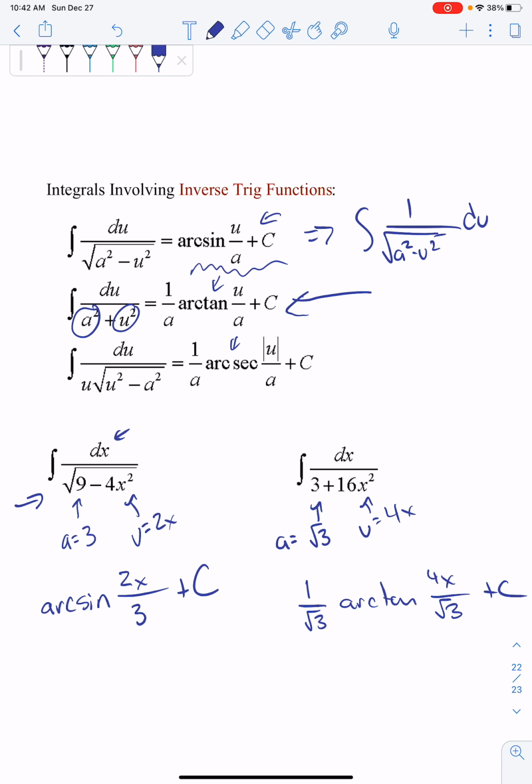This one would be a lot more difficult to rationalize because the one in front wouldn't be. I could just multiply by root 3 all the way across. But to get rid of that root 3 on the bottom is going to be a big ugly mess, and we're not even going to try because that's not what we're doing today. So this would be my final answer. 1 over root 3, arc tangent 4x over root 3, plus c. Just don't forget that plus c.